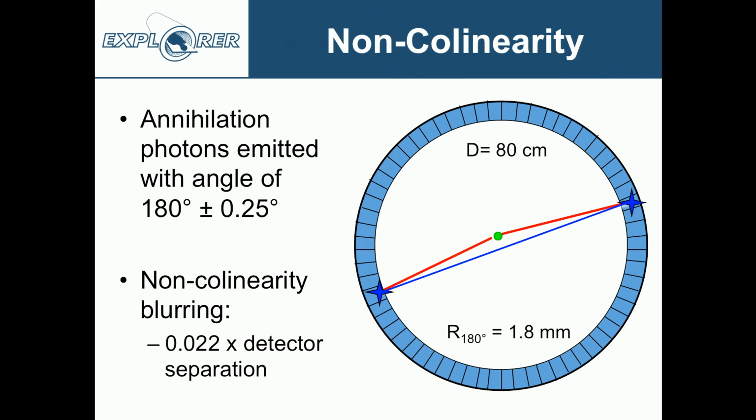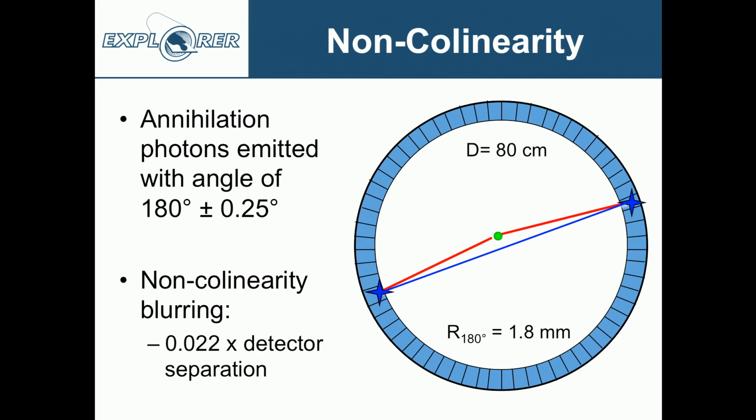So it's greatly exaggerated here, but it helps you to understand what's going on. If we have an annihilation point here, and here are two annihilation photons in red that are not 180 degrees apart, as you can see, and we detect them in these two detectors here, and we draw a line between the two detection points, you can see the line along which we would reconstruct that event misses the actual annihilation point. So we have a blurring due to this effect, a mispositioning due to this effect.